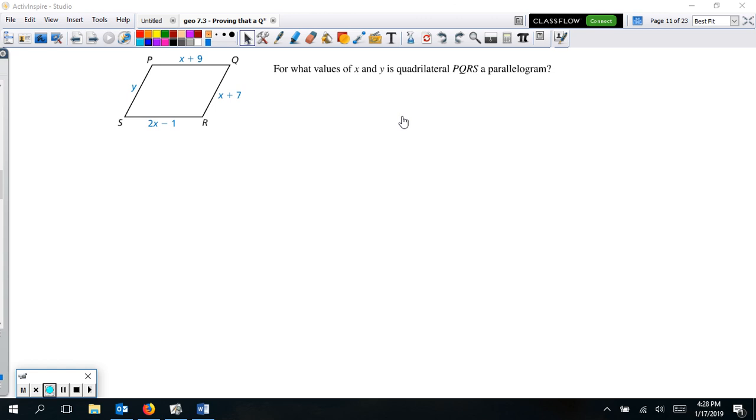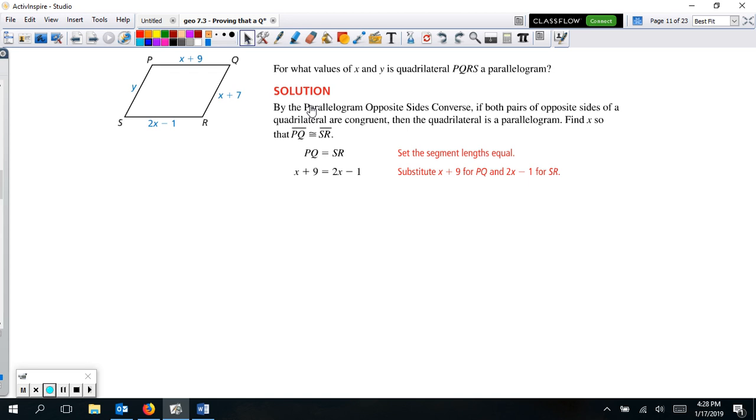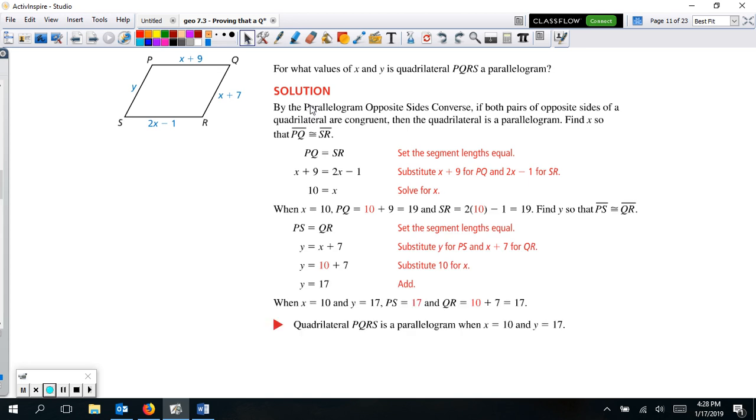One more that's in your book. You can see this one here. I'll put that one down so you can see it. It's going to be similar to one we probably have, but you have opposite sides. So for what values of x and y is this a parallelogram?